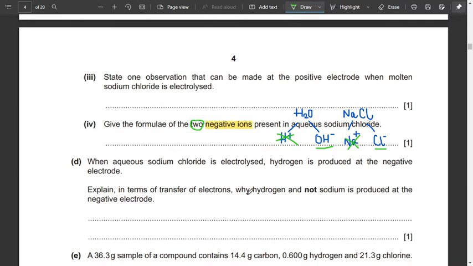That is why hydrogen and not sodium. Because hydrogen ions gain electrons more easily than sodium ions, and sodium ions do not gain electrons that easily. That is why.